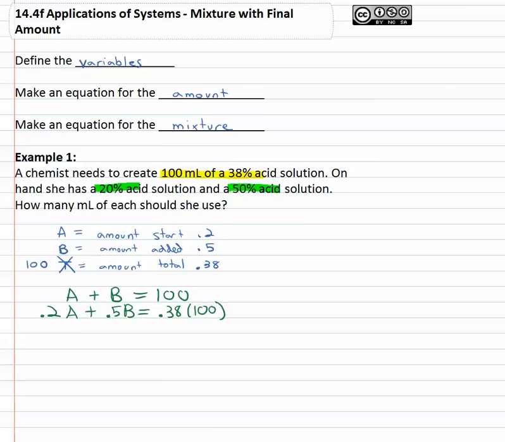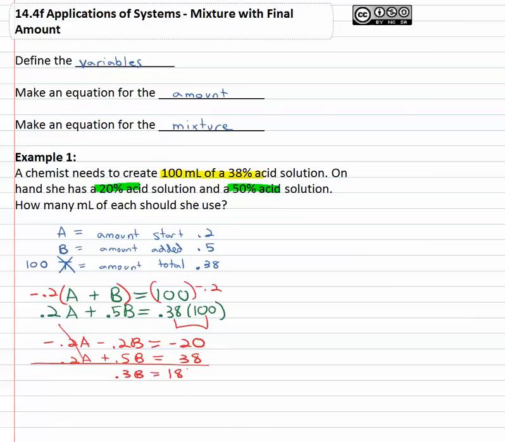That's very important for our mixture problems. And as we look at this problem, we see it is actually set up to be a nice, quick-solved problem by elimination, or the addition method. We can do that by multiplying the first equation by negative 0.2. That'll get rid of the a's. So the first equation is negative 0.2a minus 0.2b equals negative 20. And the second equation is 0.2a plus 0.5b equals, let's multiply that out, 0.38 times 100 is 38. Then we can add those together because the a's are gone, leaving us with 0.3b equals 18.